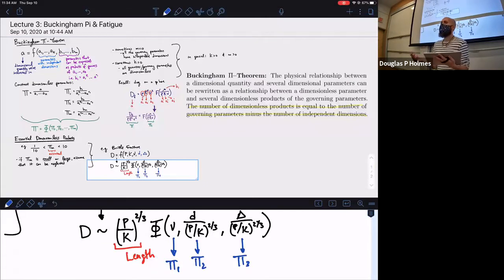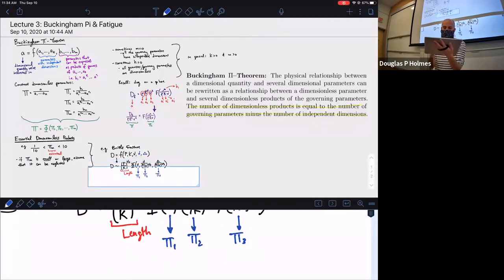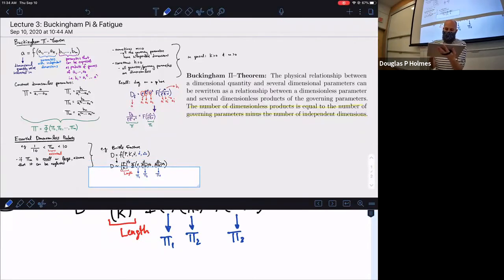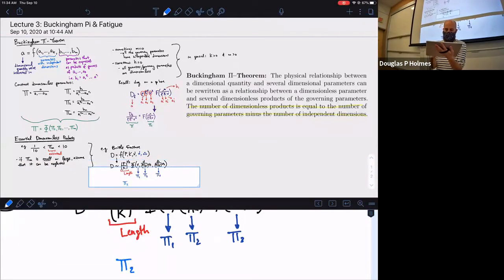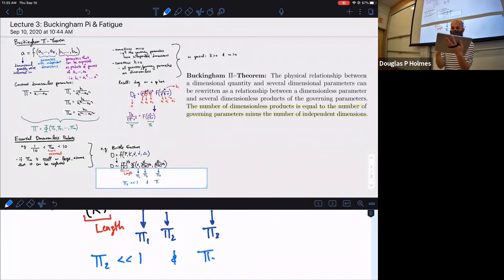And we made an assumption that our scaling should be valid in some intermediate asymptotic regime, in which pi 2 is really small. The width of that punch is really small relative to P over K to the 2/3. And pi 3 is really large. So the fused silica is massive compared to the length scale that characterizes the base of that cone. So we could have kept all this, and said, I expect for the problems that we're looking at that d over P over K to the 2/3 would be small and delta over P over K to the 2/3 would be large.